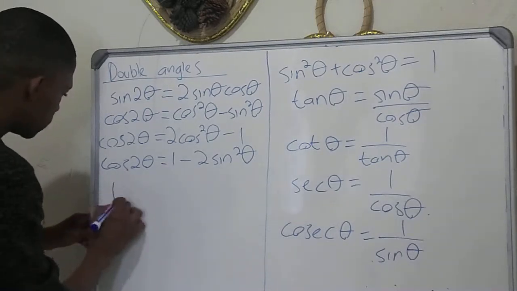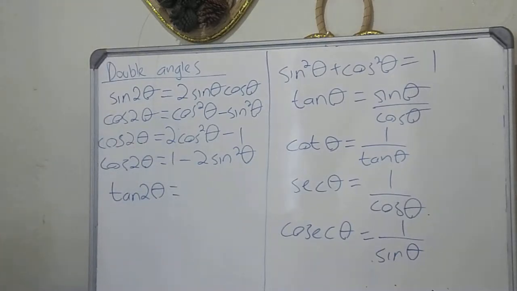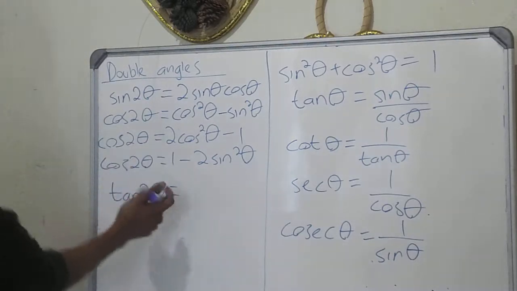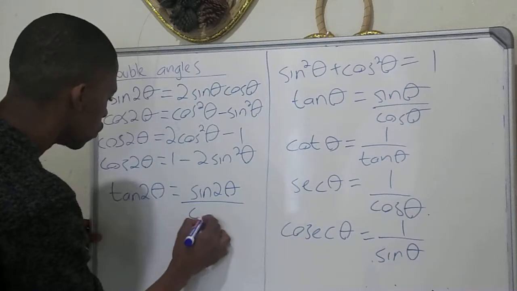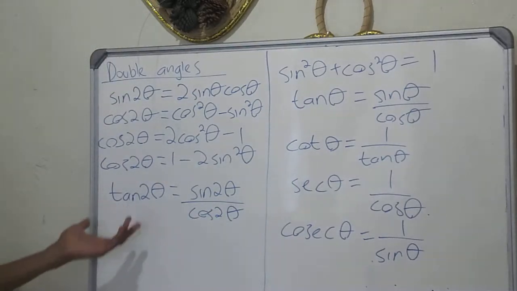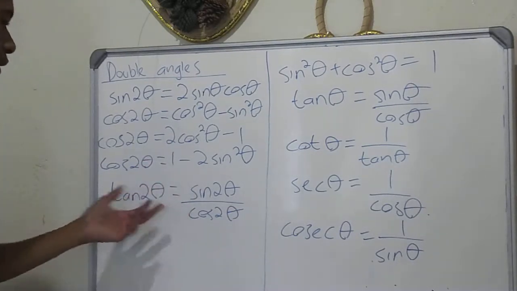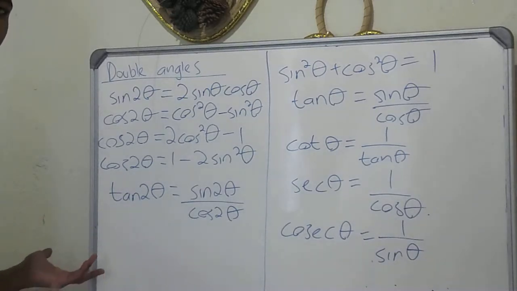And if it gives you tan 2 theta, well, this one is actually quite simple. It's just like tan theta is the same as sine over cos. So tan 2 theta will be the same as sine 2 theta over cos 2 theta. Great. And depending on how the question looks, you can break this down and manipulate it into how you want it to look, or how the answer ends. Right?